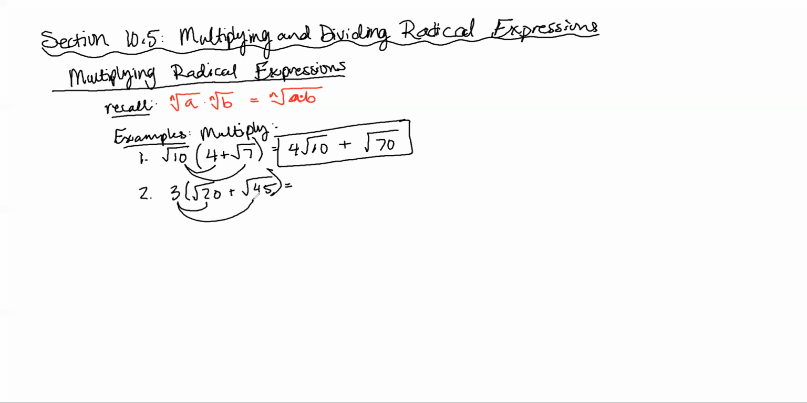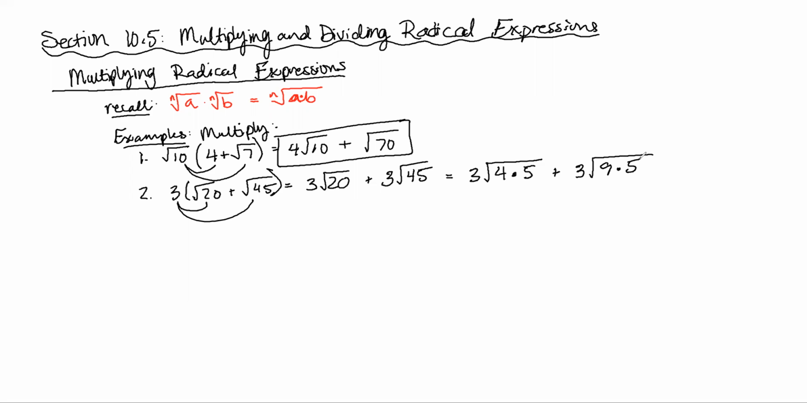So if we distribute here, again, this 3 isn't in a square root, so it's just going to go out in front of each of these. So 3 times the square root of 20 is 3 square root of 20. 3 times the square root of 45 is plus 3 square root of 45. And now if we look at simplifying these down, the square root of 20, well, 20 can be split into 4 times 5. So I'm going to keep that 3 out in front, and let's split 20 into 4 times 5. In the second one, 45 can be broken down into 9 times 5.